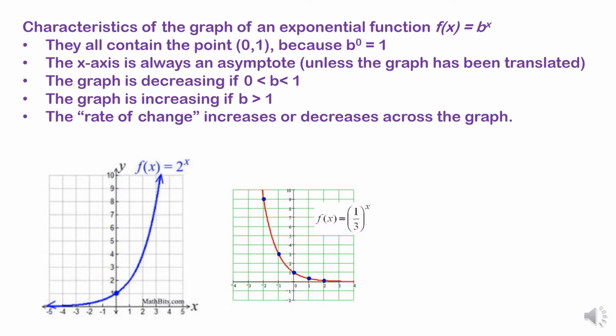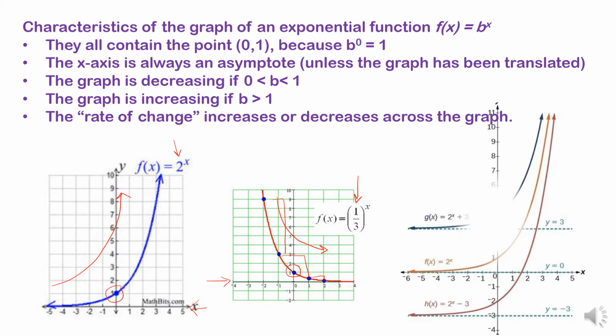The characteristics of a graph of an exponential function, which is f of x equals b to the x, they all contain the point (0, 1), again, unless they've been translated. The x-axis is always an asymptote, again, if it hasn't been translated. The asymptote is the line to which the graph gets closer and closer to, but never crosses. A graph is decreasing if b is greater than 0 but less than 1. The graph is increasing if b is greater than 1. The rate of change increases or decreases across the graph. This is an increasing rate of change. This is a decreasing rate of change, meaning the rate of change is getting smaller as we go down.